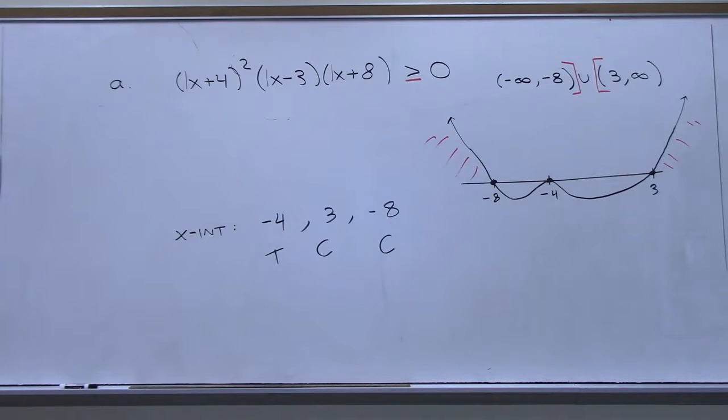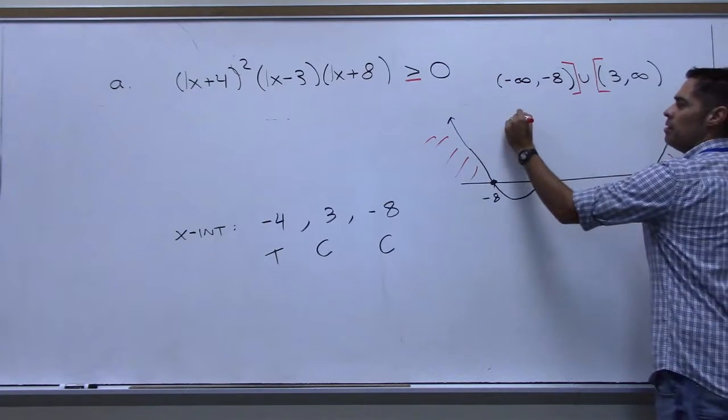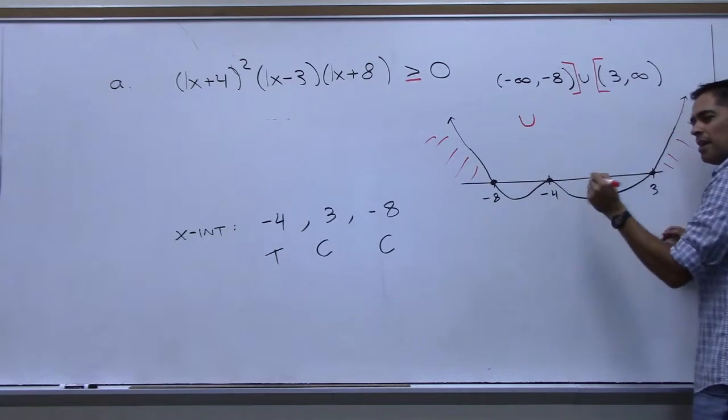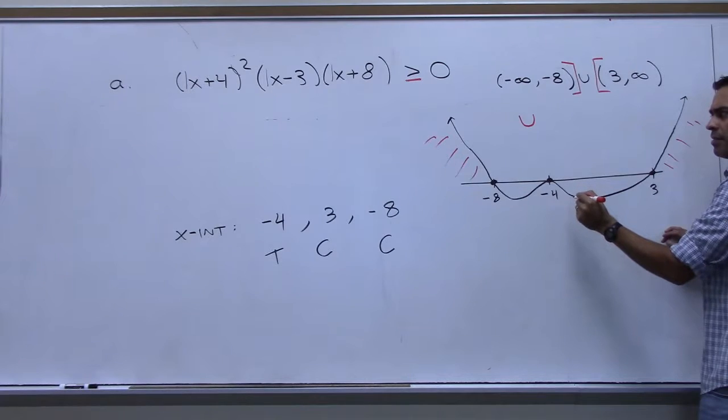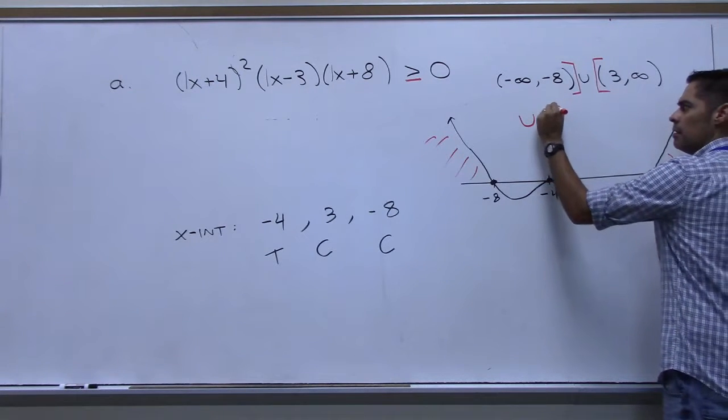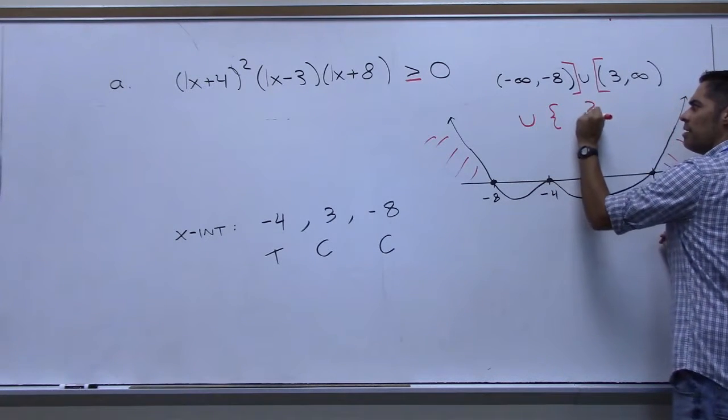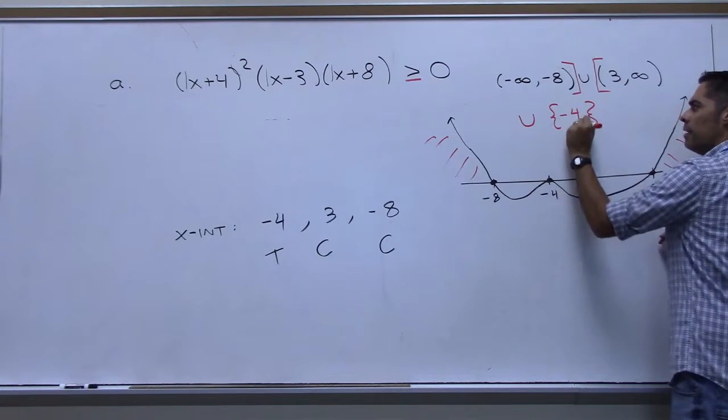One more thing. It touches at negative 4, doesn't it? Isn't your function 0 right there? You have to include that. So how do we include that? We would say union, and then how do you say a single number? You don't use brackets. You use a set of braces. Negative 4.